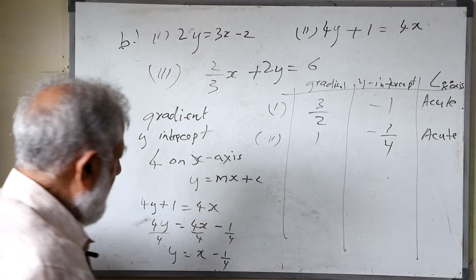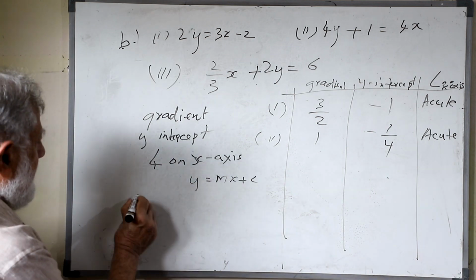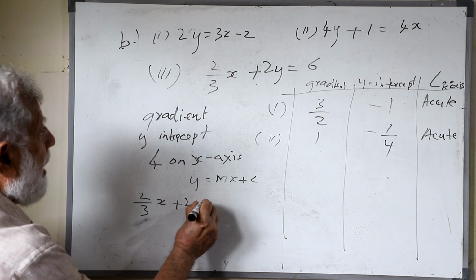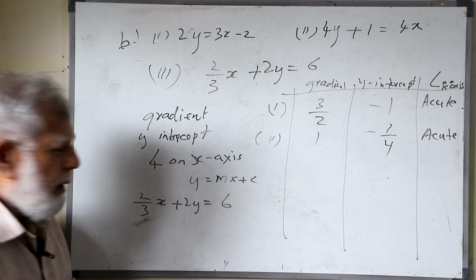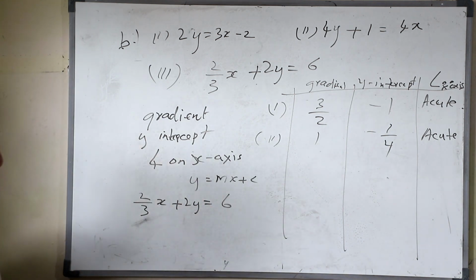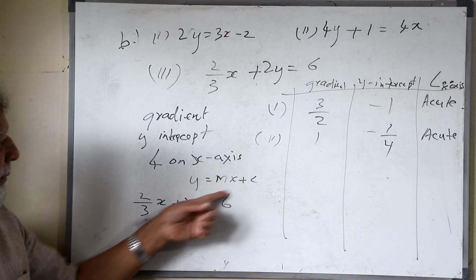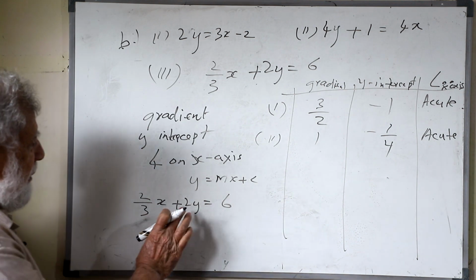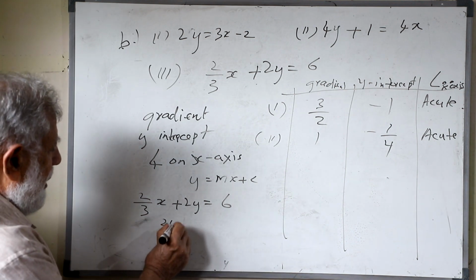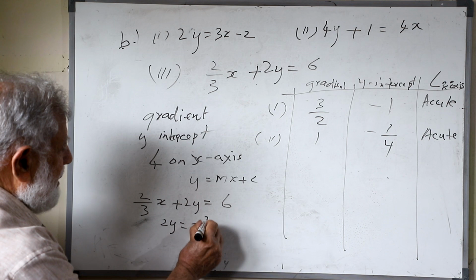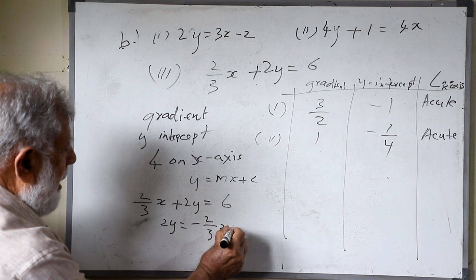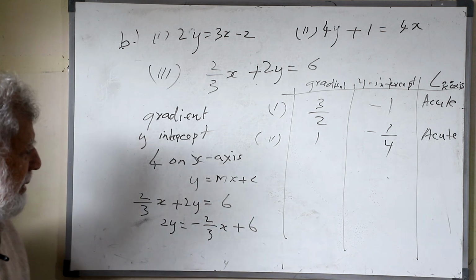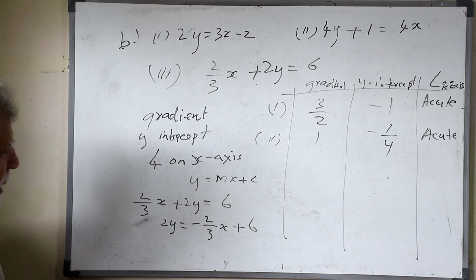Now we will take the third one. 2/3 x plus 2y equals 6. This is also not arranged in the way that we want. We want y is equal to mx plus c, that form. So we will arrange it that way. So what we do is, now we have 2y, we write down 2y is equal to minus 2/3 x plus 6. And what we want is 1y.